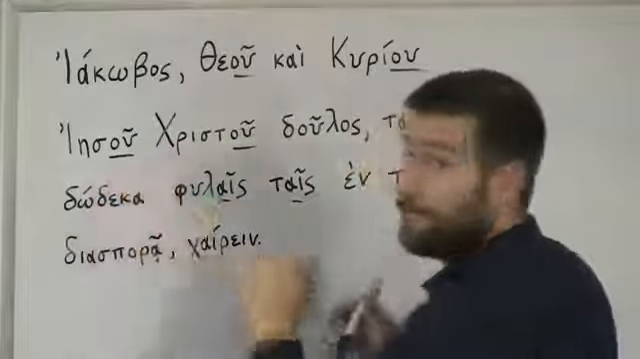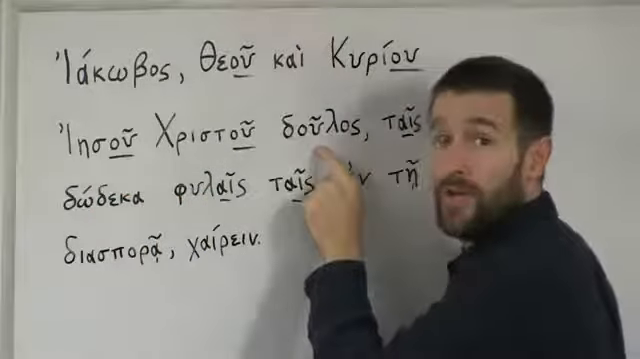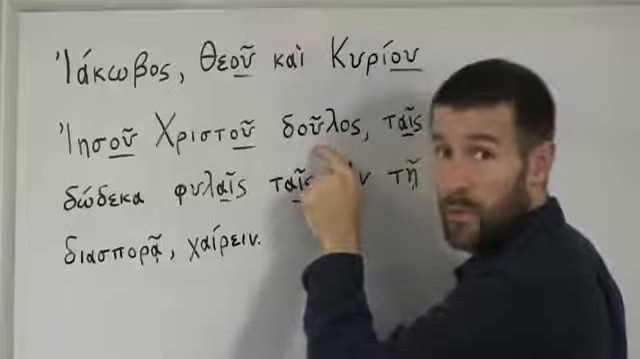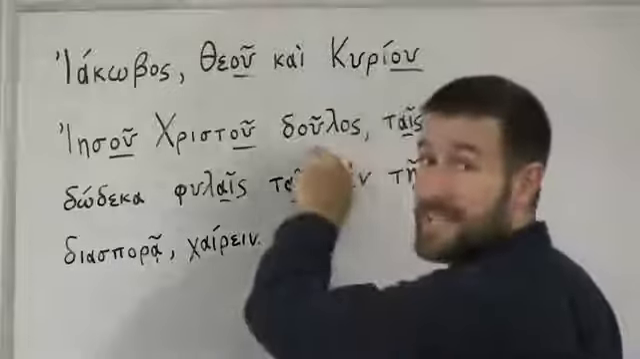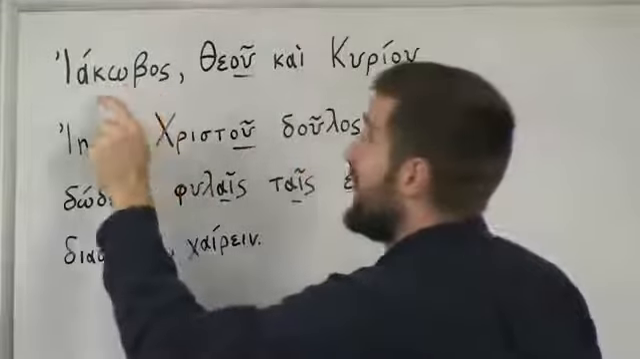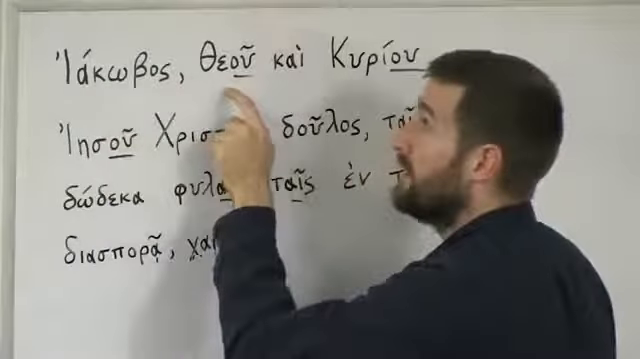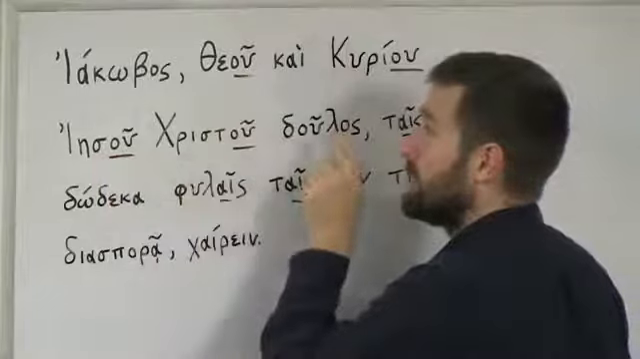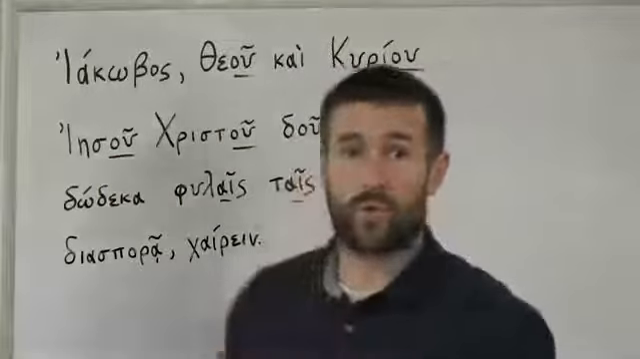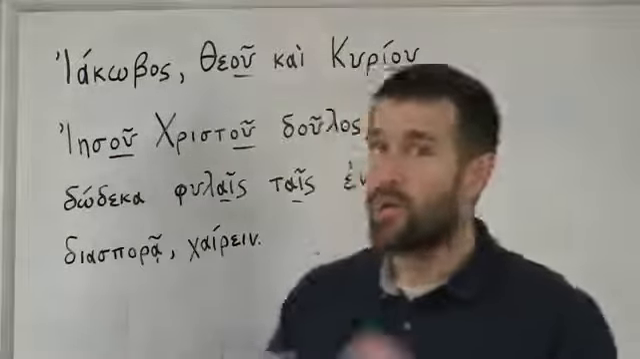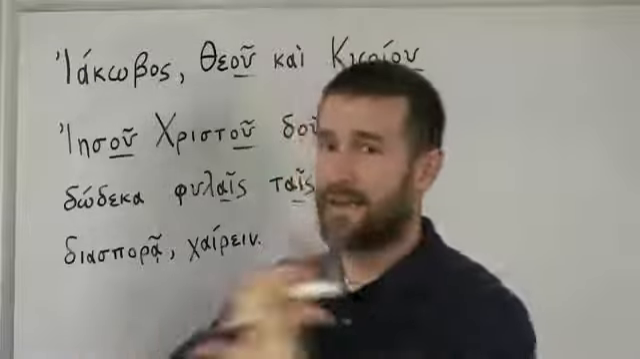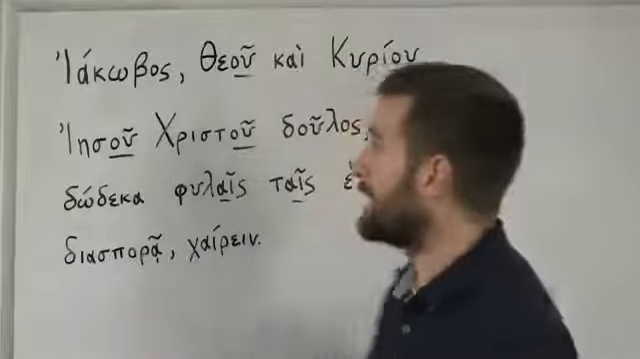Okay? Then finally, right here, we have our word in the nominative case, servant, doulos. Okay? So what this is literally saying is, James, of God and of the Lord Jesus Christ, servant. Notice how different the word order is in Greek. The Greek word order is a lot more flexible than it is in English. So a lot of times things come at you in an order that you're not really expecting.